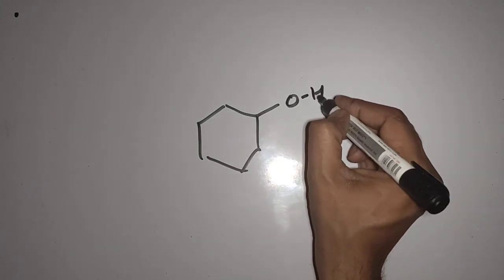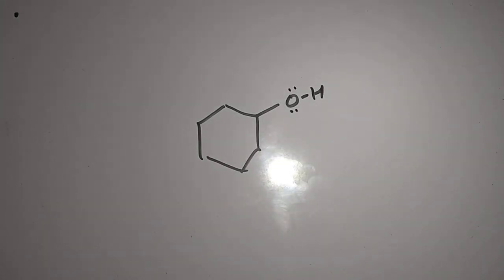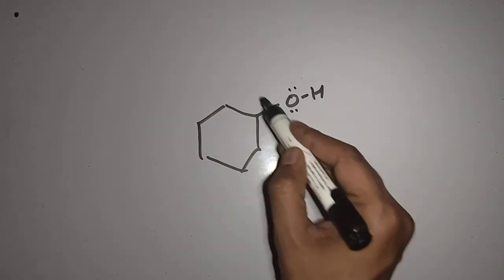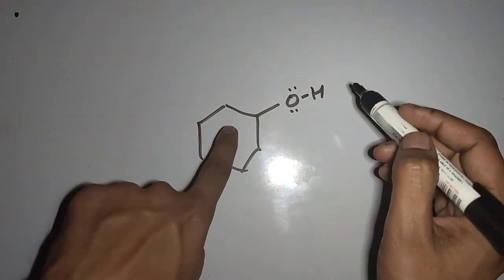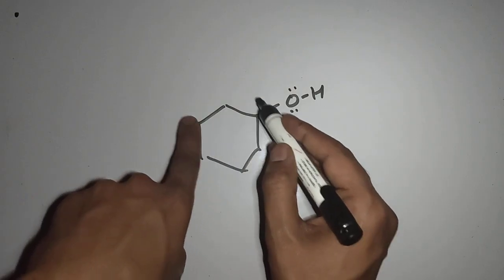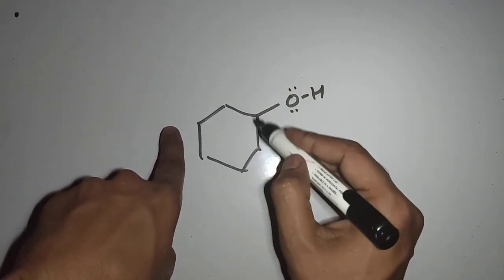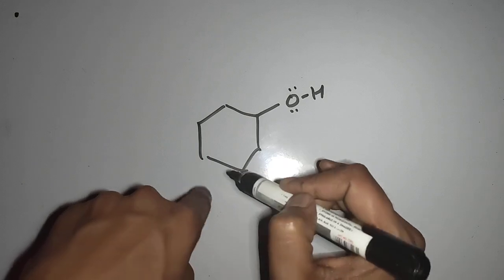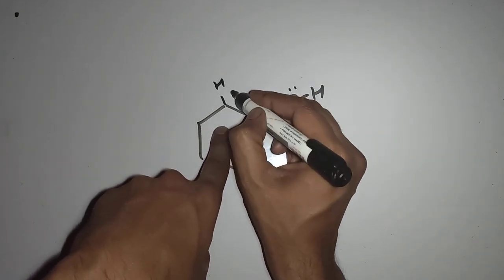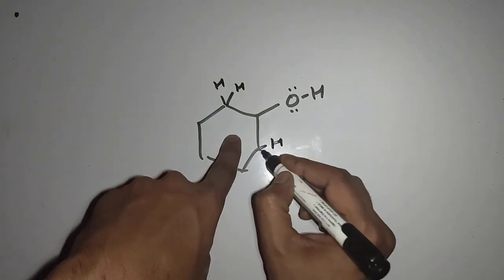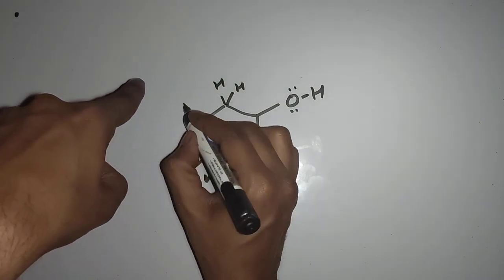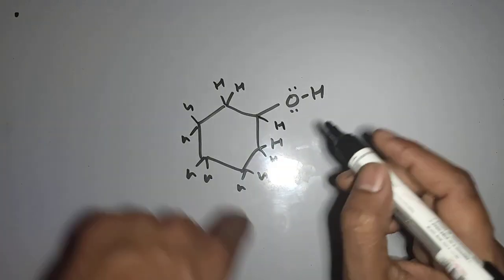If I ask what is the degree of this alcohol, first you need to understand this R. It is not a benzene ring because pi electrons are not available. It's an alkyl chain, C6H11. Two hydrogens will be here, two hydrogens here, this one, and one hydrogen will be here.